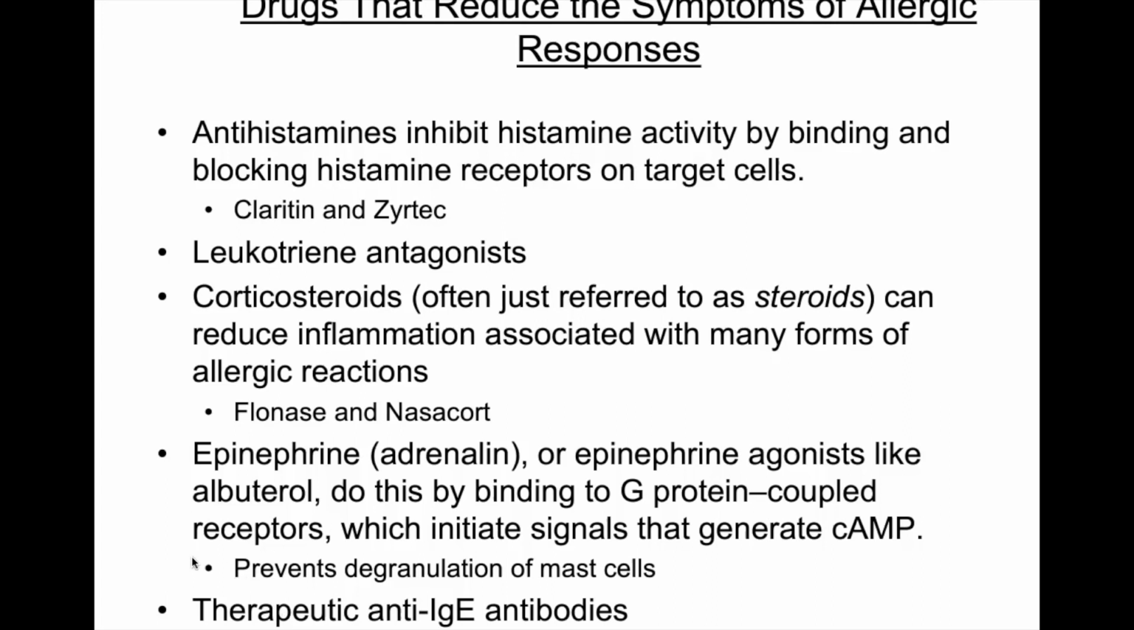Last therapy for treatment is therapeutic anti-IgG antibodies. So antibodies that are going to bind to the IgGs. So these are newer strategies. So these would fall into the biologic category, and are more expensive. So they are used in more severe cases and some of the syndromes that can arise from allergic responses.